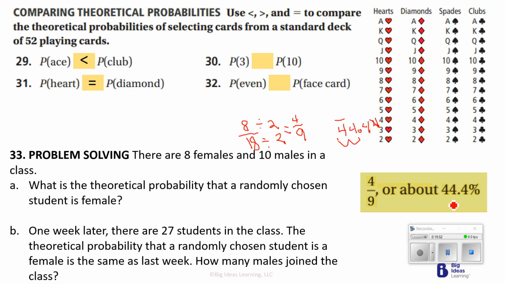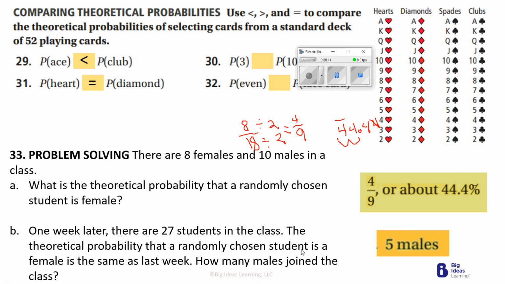That's what they got. B says 1 week later, there are 27 students in the class, and the theoretical probability that a randomly chosen student is a female is the same as last week. How many males joined the class? We're going to go with 5 males. Okay, they're going to say 5 males.